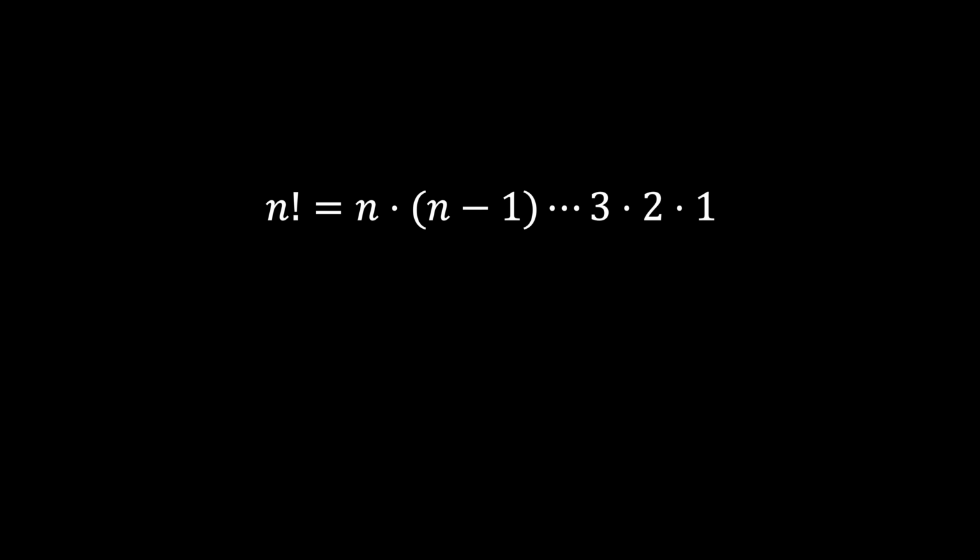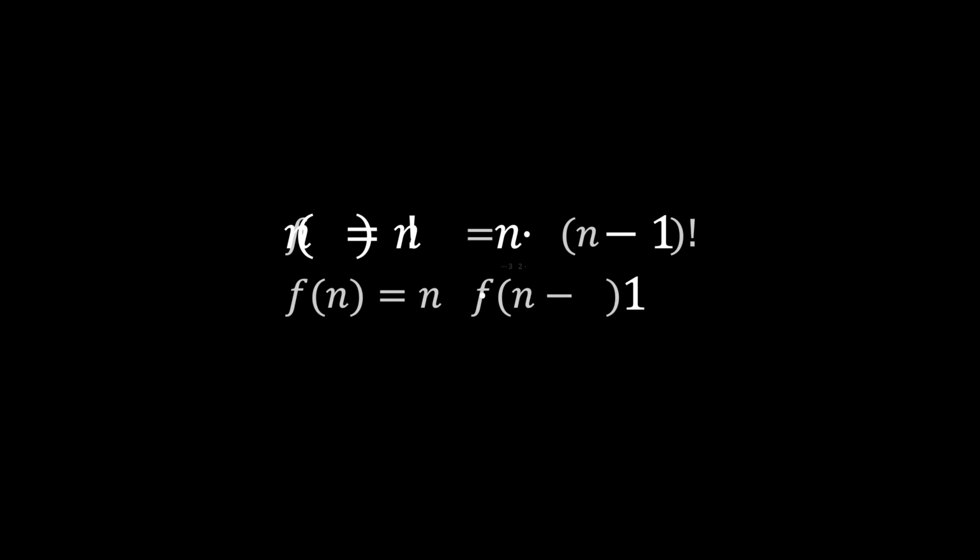Factorial of any number n is defined as n factorial equals n times (n minus 1) times (n minus 2) and so on down to 1. For instance, 5 factorial is equal to the multiplication of 5, 4, 3, 2, 1, and this equals 120. Now, notice that 5 factorial equals 5 times 4 factorial. And this relationship allows us to define the factorial function recursively.